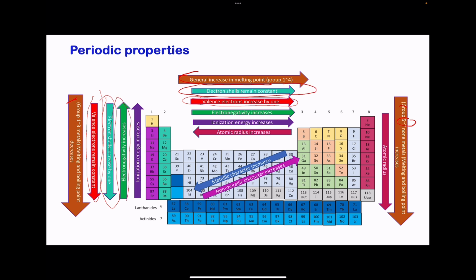Electronegativity is going to increase as we move upwards in the group. And across the period, electronegativity is going to increase. So basically, electronegativity is going to increase in that manner as well.